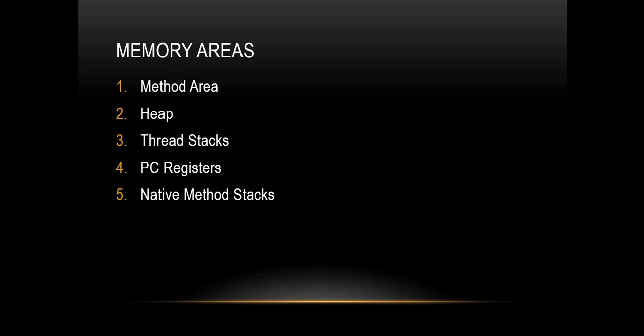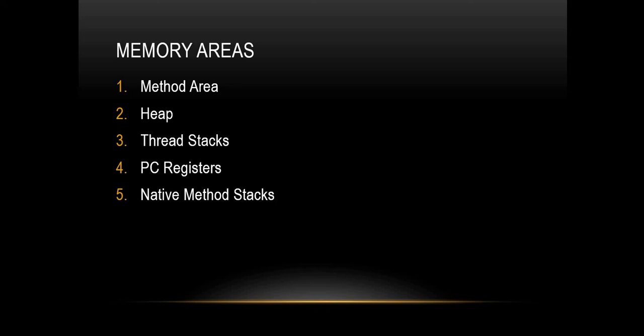Then each JVM stack, or you can call it a thread stack, for a particular thread has multiple frames. And what are these frames? These frames get created when your thread invokes any method. So it invokes method 1, then it invokes method 2, then 3.